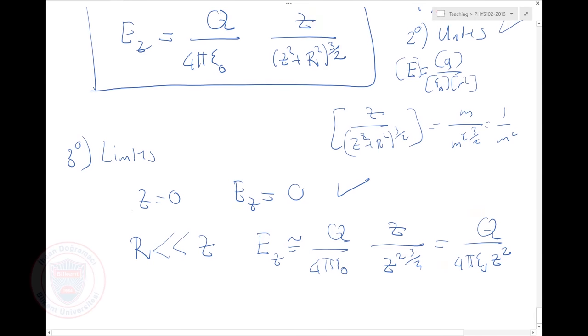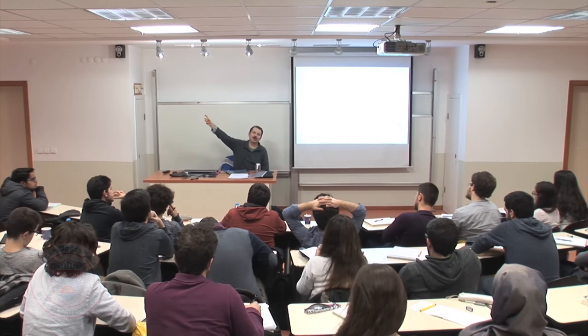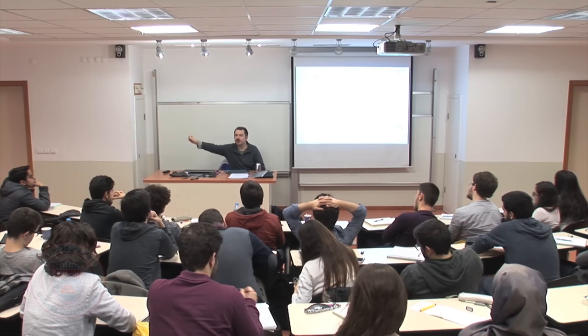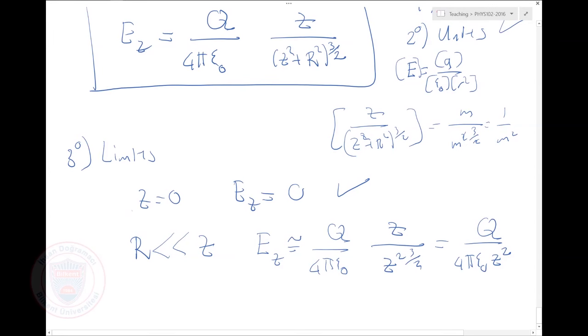So if I'm very, very far away from this ring, it should look like a point charge of total charge Q. Does it look like a point charge? Yes. I cannot see whether it's distributed like a ring or a sphere or whatever it is. I just see the total charge on it. So this looks like a point charge, as it should. If I am very far away, I will not be able to see the radius.